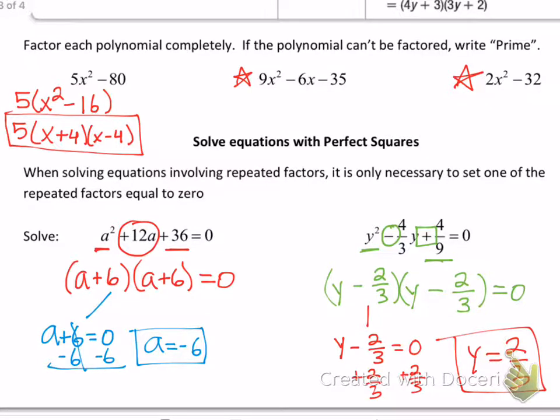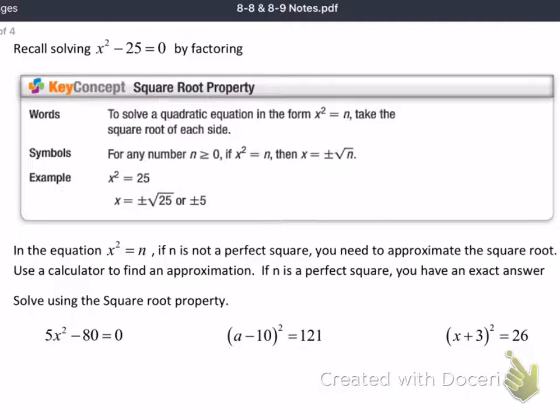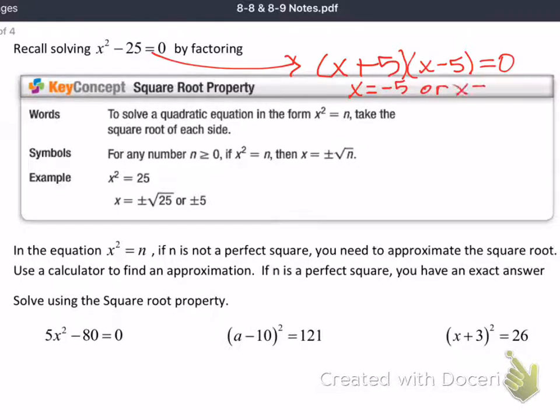Let's turn to the next page. Now here's something really interesting. If you have x squared minus 25 equals 0, you can do the difference of two squares if you would like to, right? You can do x plus 5 times x minus 5 equals 0, and then you can get x equals -5 or x equals 5. Right? You could do that.